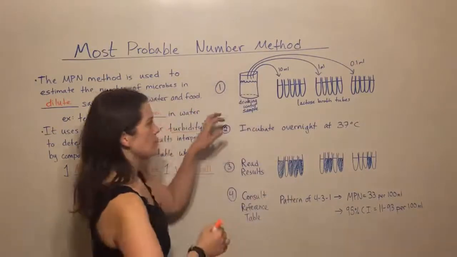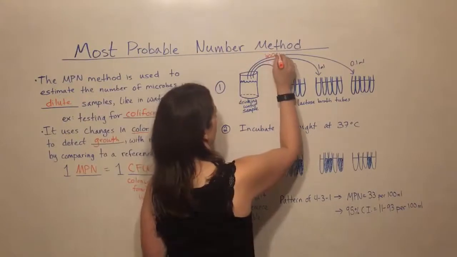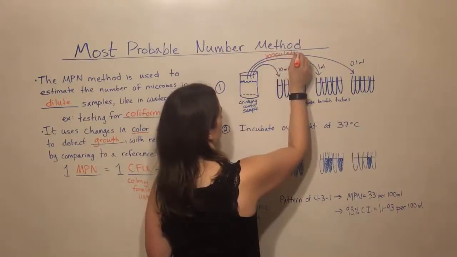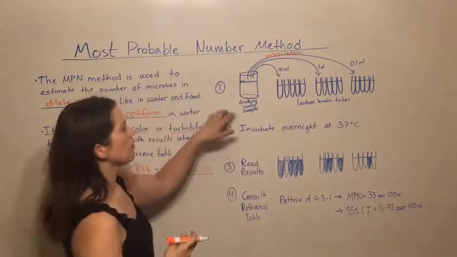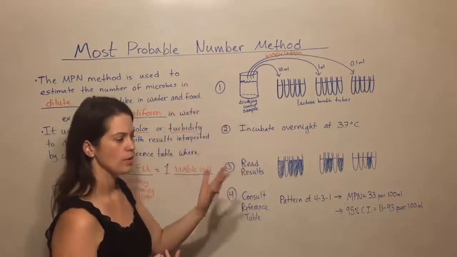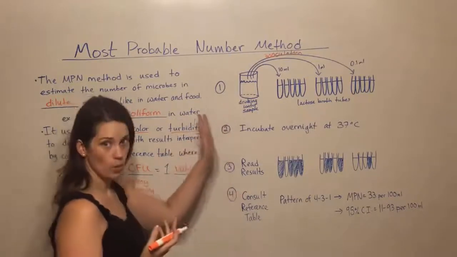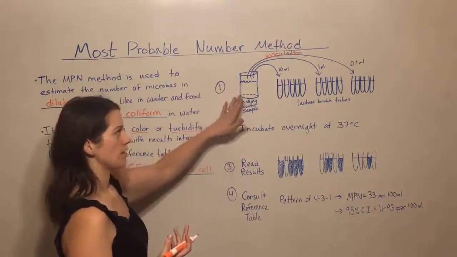So let's go through an example. First, you have your inoculation. And so in this example, we're looking at a water sample. Perhaps it's from a pond, perhaps it's from a recreational swimming area, perhaps it's a drinking water sample. We have some water sample here.